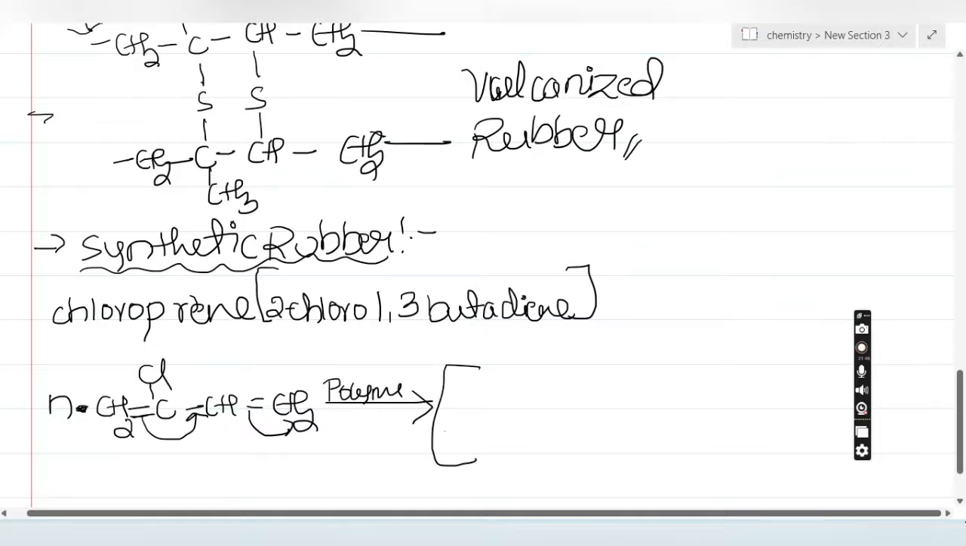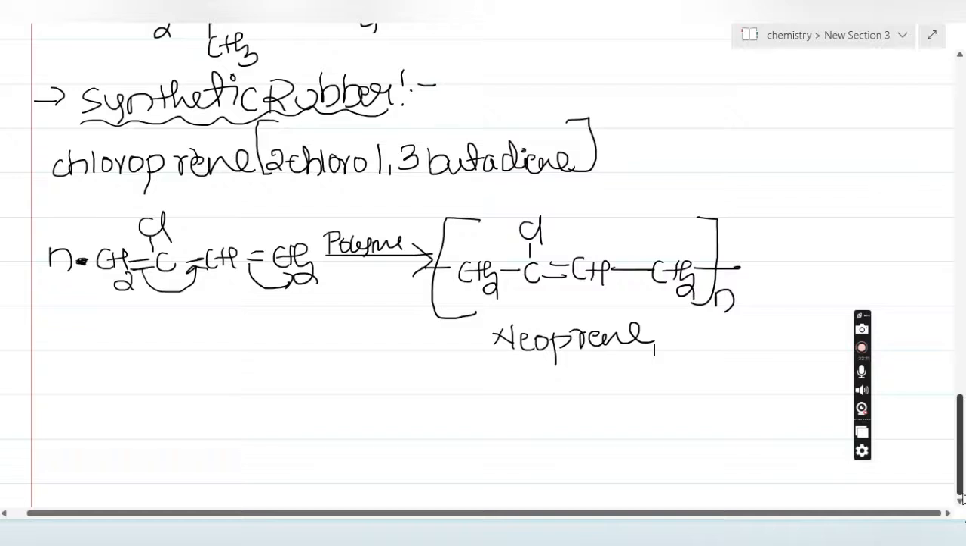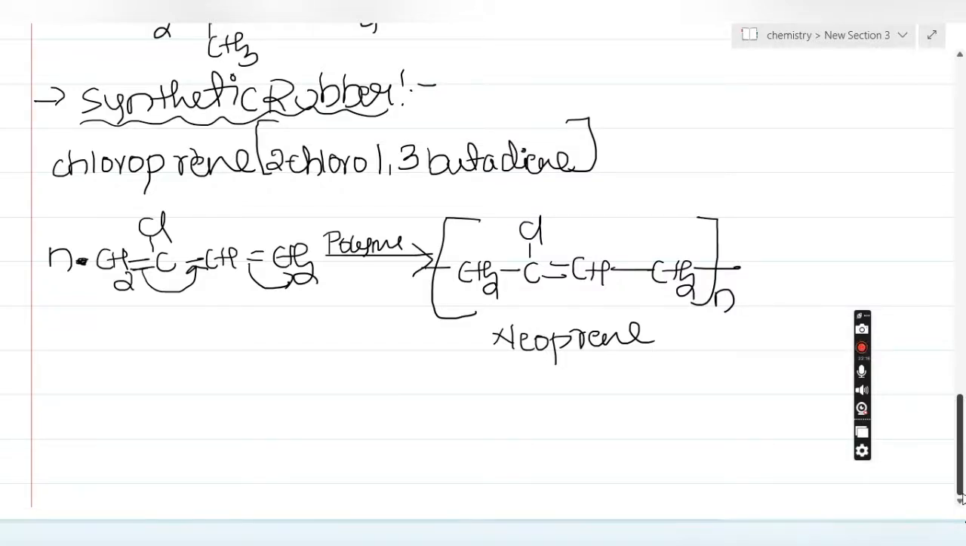So how will the polymerized structure be? I'm writing here CH2. Now it becomes single bond CCl. Here a single bond was present, that becomes a double bond, CH, single bond CH2. The chain continues to n molecules. So this is called neoprene. Neoprene has superior resistance to vegetable and mineral oils, and it is used in manufacture of conveyor belts, gaskets and hoses. So these are all the uses of synthetic rubber.